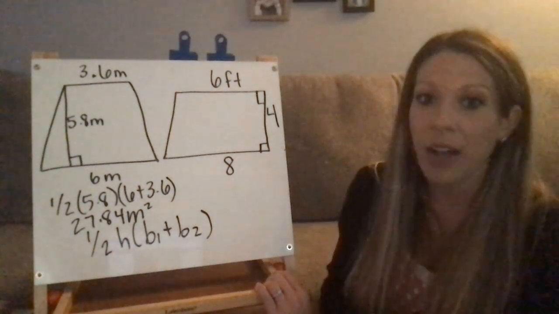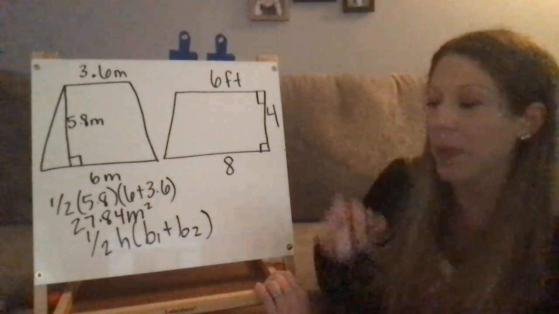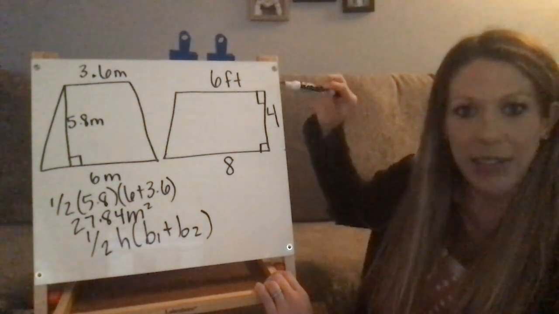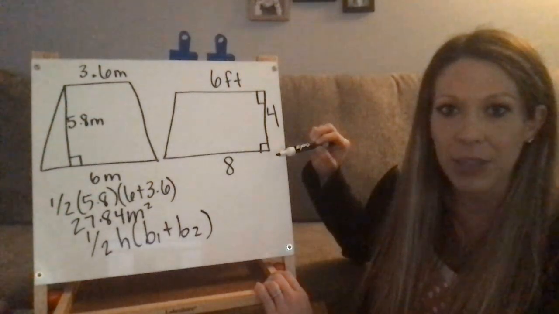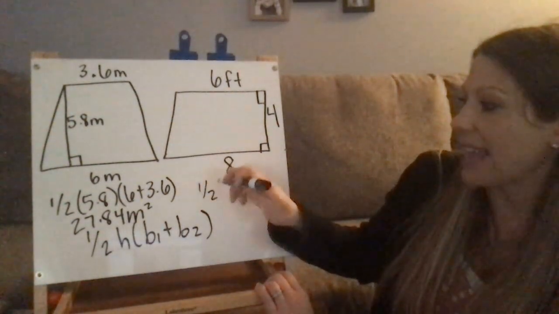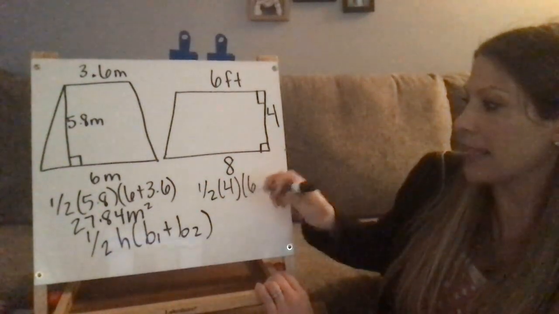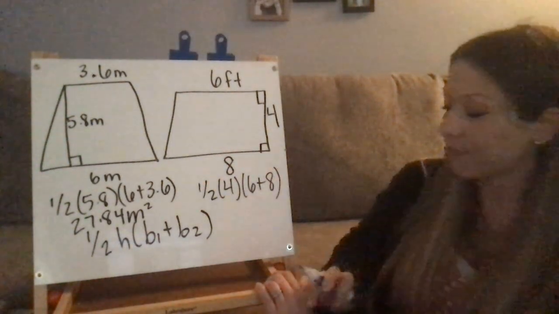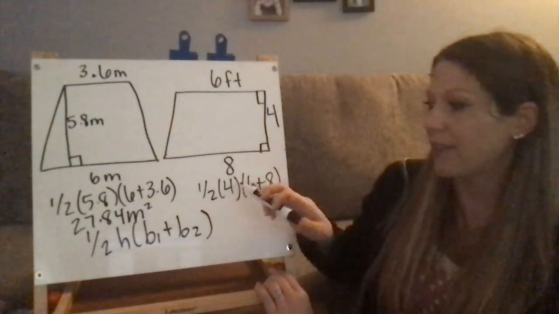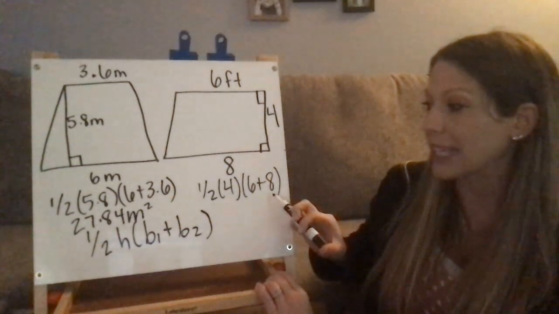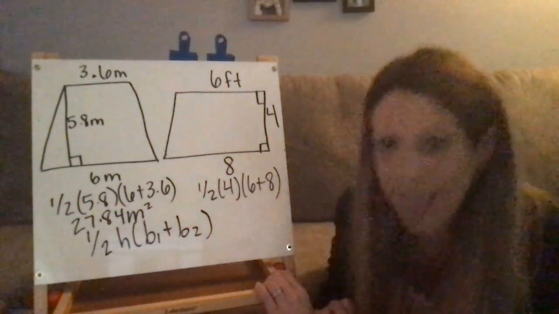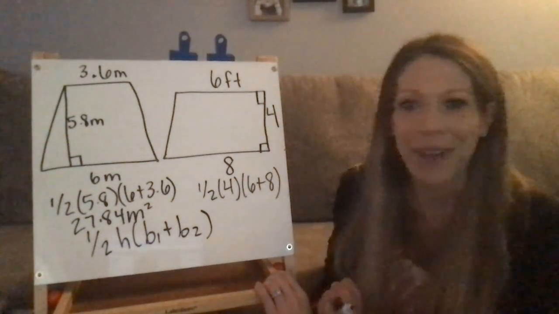All right, second one, also a trapezoid. Again, our bases are these two horizontal pieces. And then this we can tell is our height because it's perpendicular to our bases. So we have 1/2 height times base 1 plus base 2. So when we add all of that together, we have 1/2 times 4 times 14, or 28 feet squared. Feet were our units on that one.